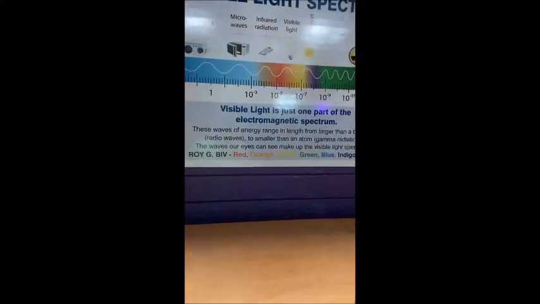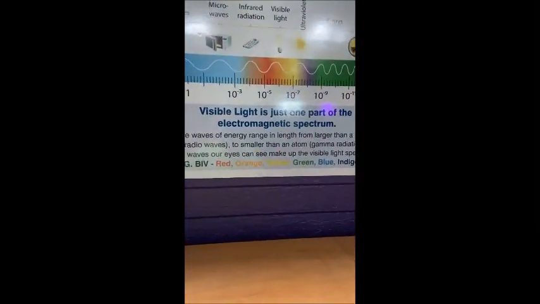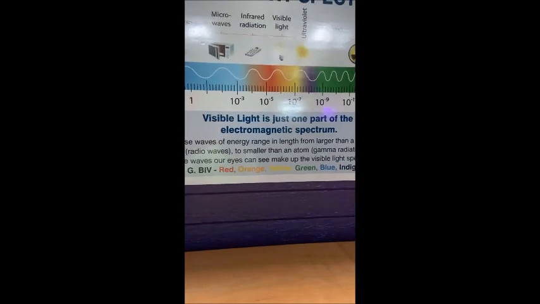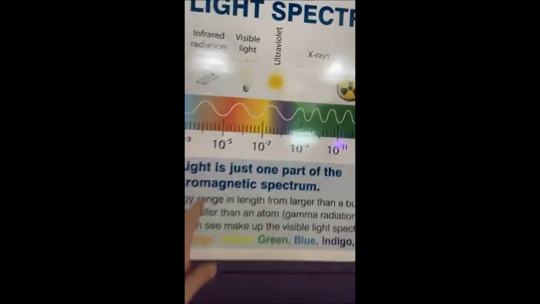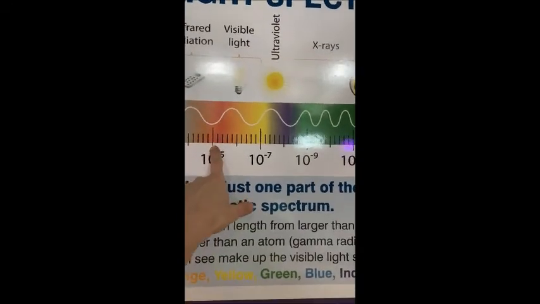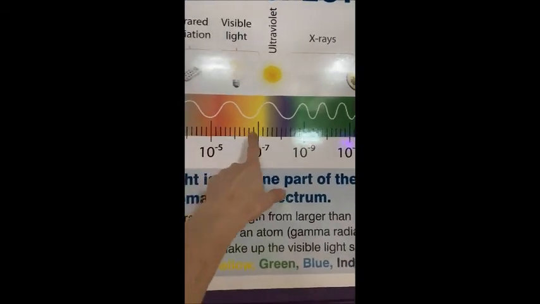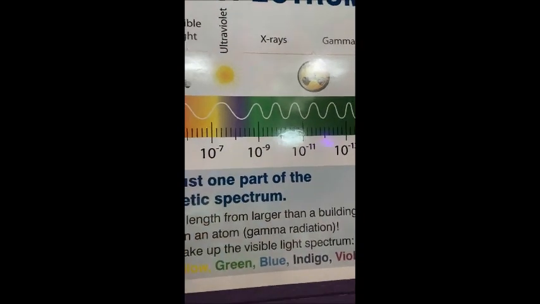The Roy G. Biv kind of tells you the order of the light colors as far as the energy level of the waves. So starting with red and then moving to orange, yellow, green, blue, indigo, and violet before you get to the ultraviolet and then on up.